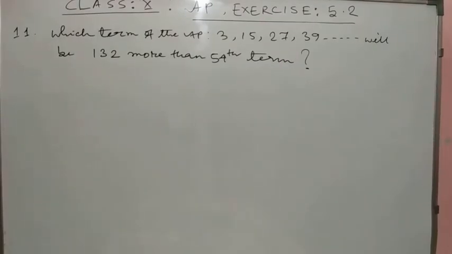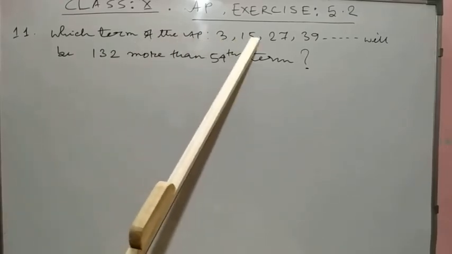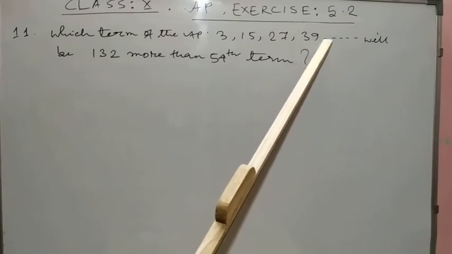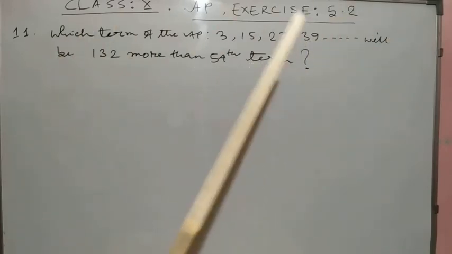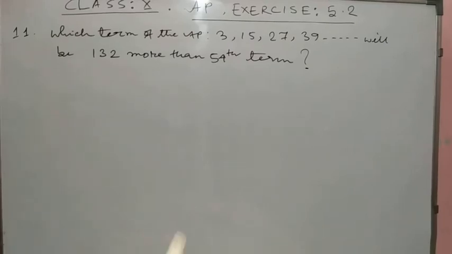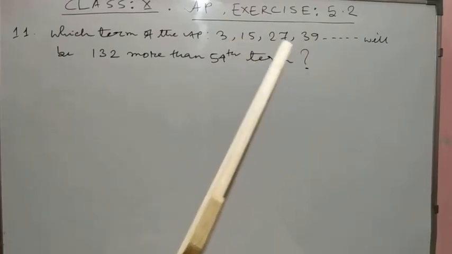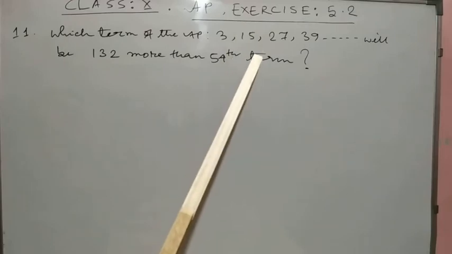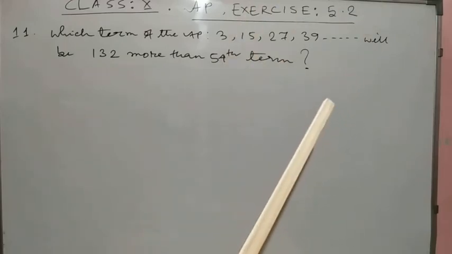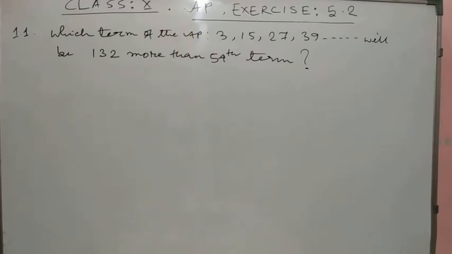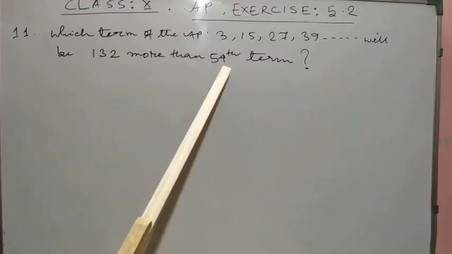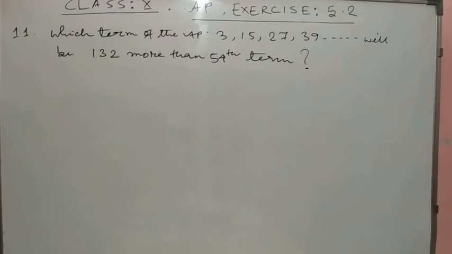Okay, now see question number 11. Which term of the AP 3, 15, 27, 39 will be 132 more than the 54th term? So this is the AP. In this AP we should find a term which is 132 more than the 54th term. So first of all, let us calculate the 54th term.